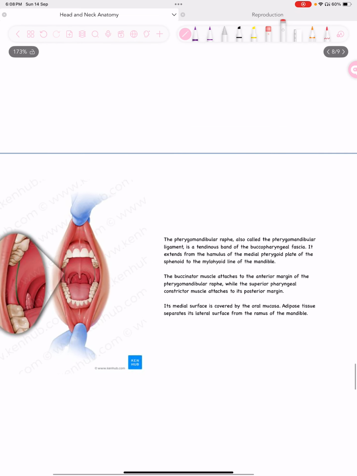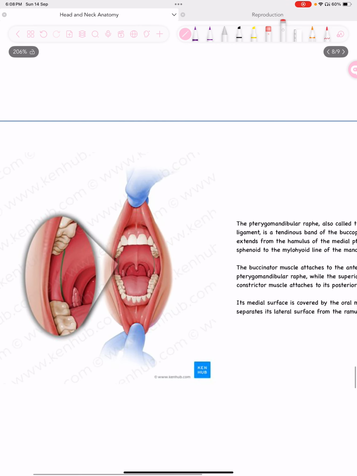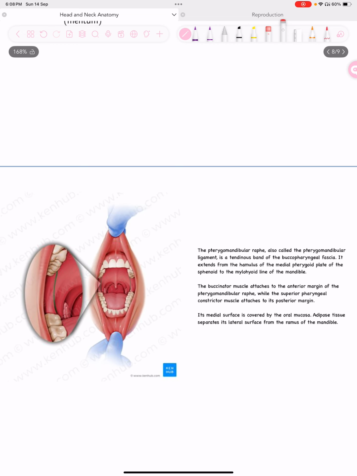Or you can call it pterygomandibular ligament, which is a tendinous band of buccopharyngeal fascia. It extends from the sphenoid to the mandible. Buccinator muscle attaches to the anterior margin of the pterygomandibular raphe, while the superior pharyngeal constrictor muscle attaches to its posterior border. Medial surface is covered by the oral mucosa. Adipose tissue separates its lateral surface from the ramus of the mandible. So laterally you have adipose tissue that separates it from the ramus of the mandible.